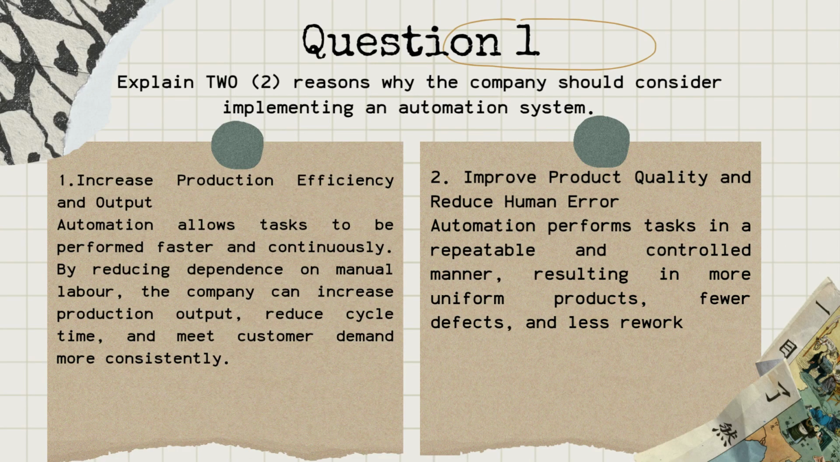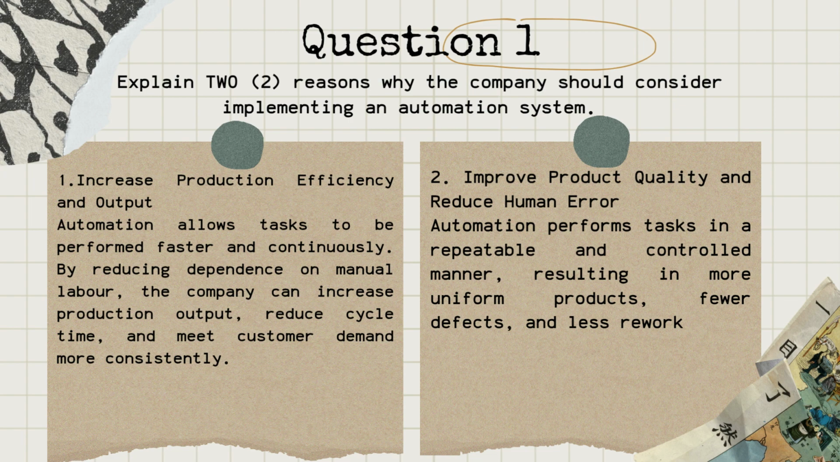So the first question is to explain two reasons why the company should consider implementing an automation system. First is to increase the production efficiency and output. Automation allows tasks to be performed faster and continuously by reducing dependence on manual labor. The company can increase production output, reduce cycle time, and meet customer demands more consistently.